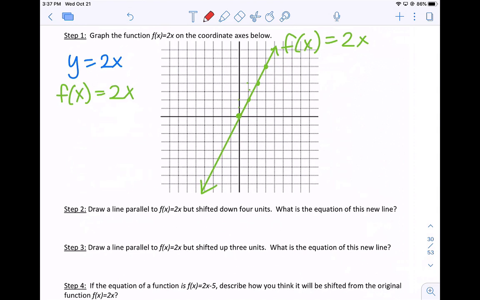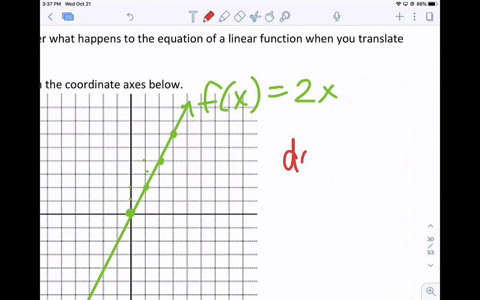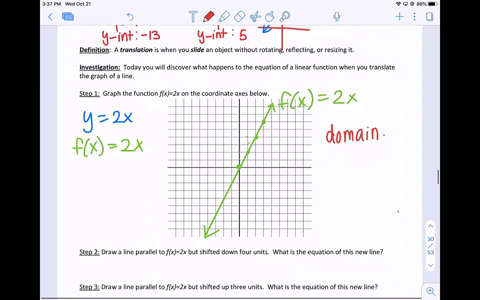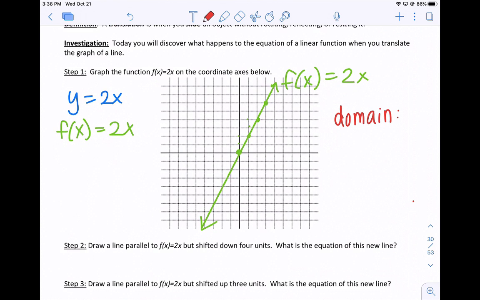Let's review domain and range first. So domain is all possible x values, and if you notice, the graph goes all the way right and all the way left. So here our domain is all real numbers, and so is our range, because our graph goes all the way up and all the way down. So there's a review of domain and range. It's all real numbers for both.